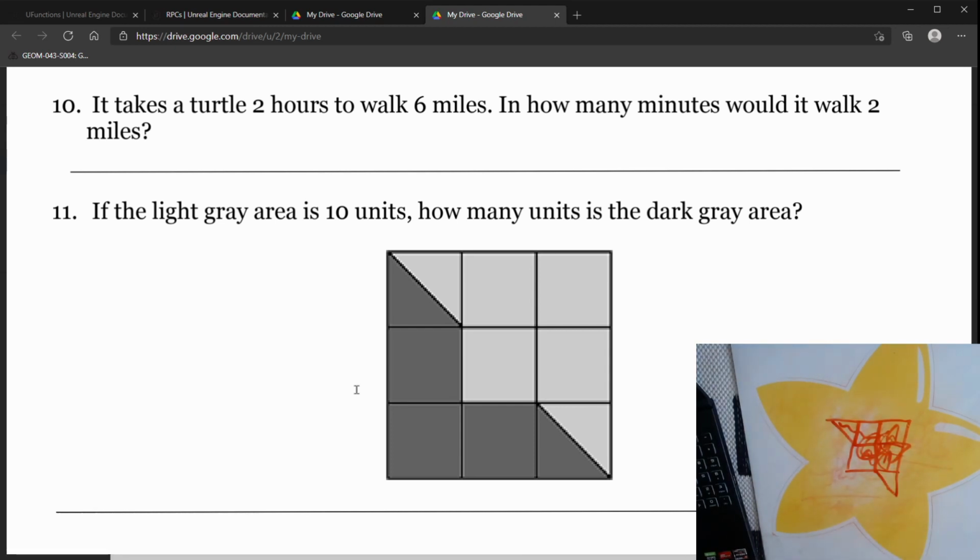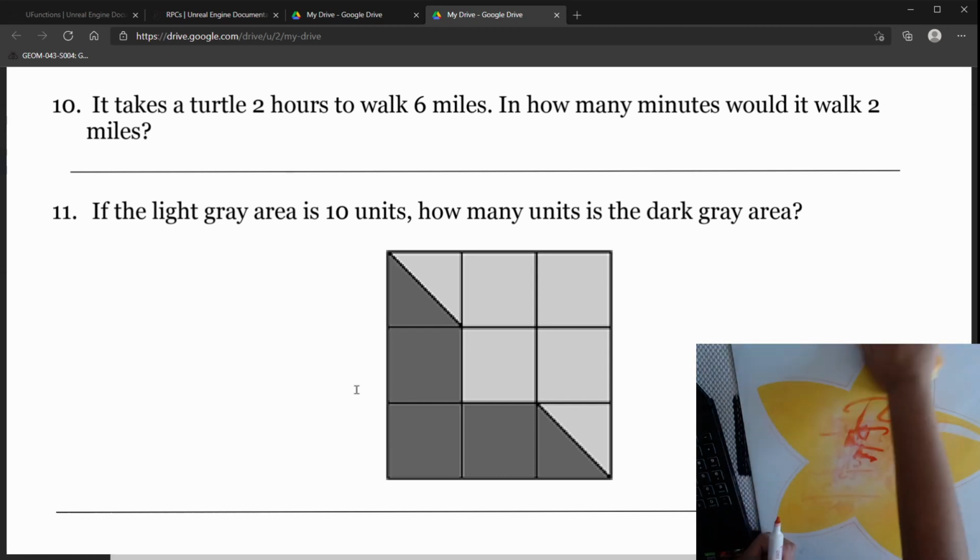All you would do is, okay. So first we would count how many squares there are. So that's 1, 2, 3, 4, and 5. So there are 5 squares. So what you would do is you do 10 divided by 5, which would be 2.